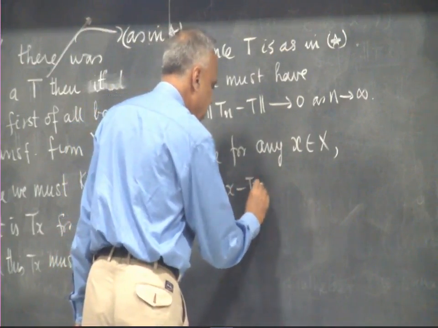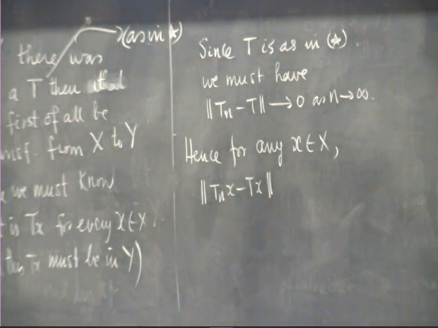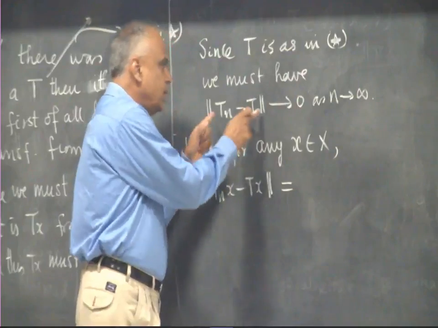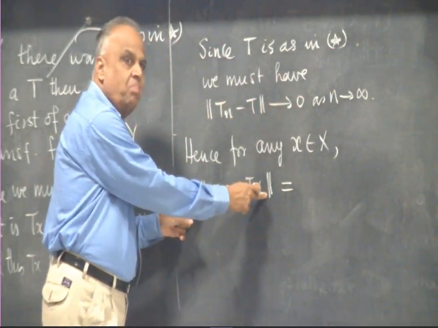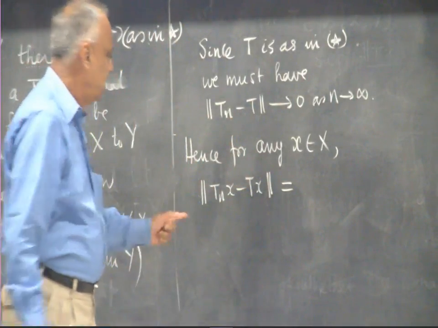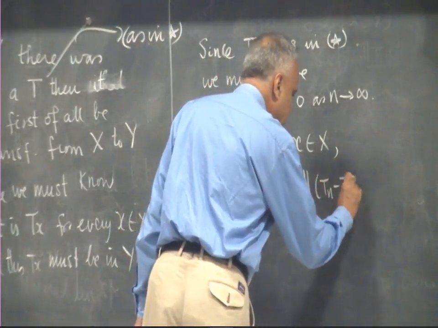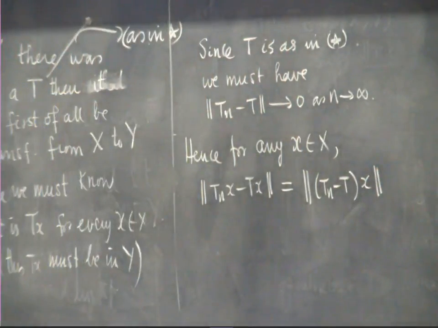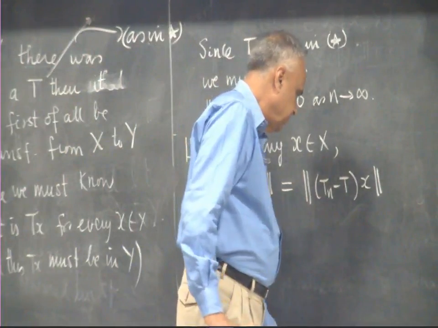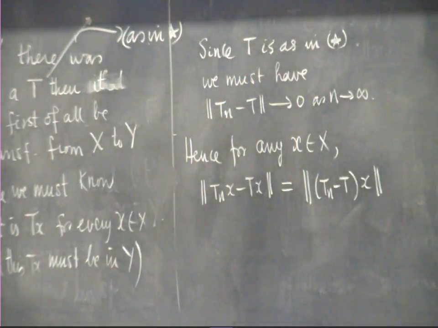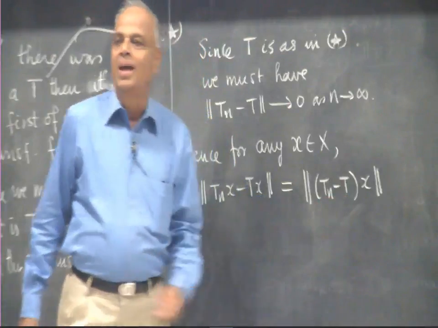we have norm of Tn x minus T x. Now what is this norm? This is the Y norm, so we must keep that part in mind. Tn x minus T x is actually (Tn minus T) of x. That is how we defined addition, scalar multiplication, etc. in B(X,Y). Because Tn is in B(X,Y), and because we assumed that if there was a T in B(X,Y), so T is also in B(X,Y). Therefore Tn minus T is in B(X,Y), because B(X,Y) is a vector space.